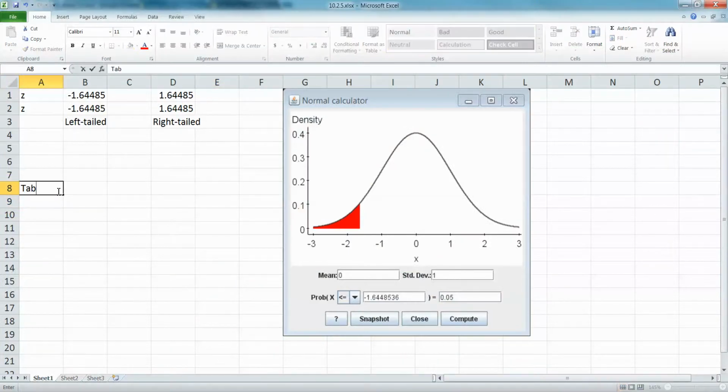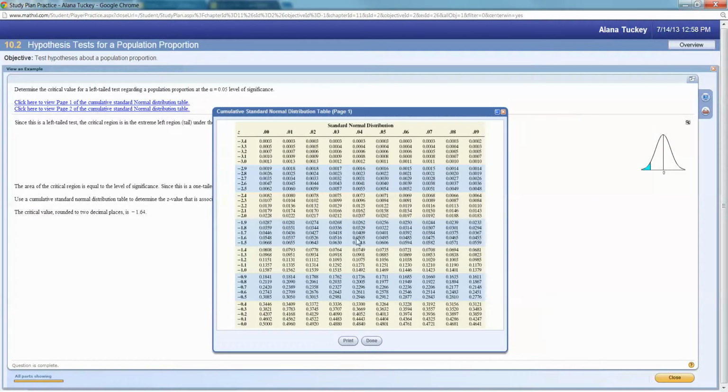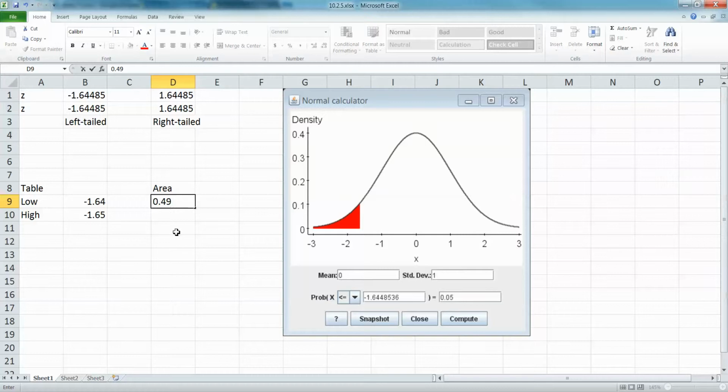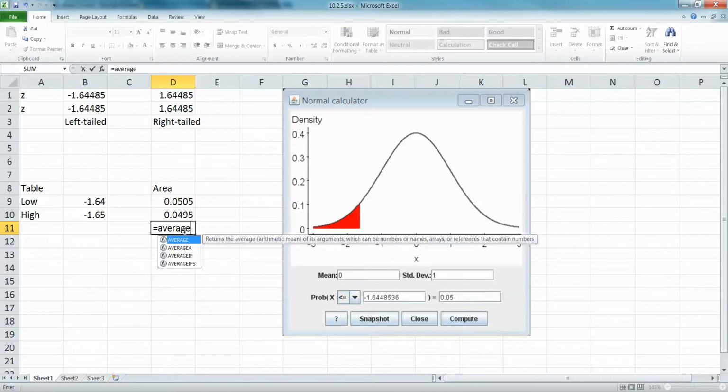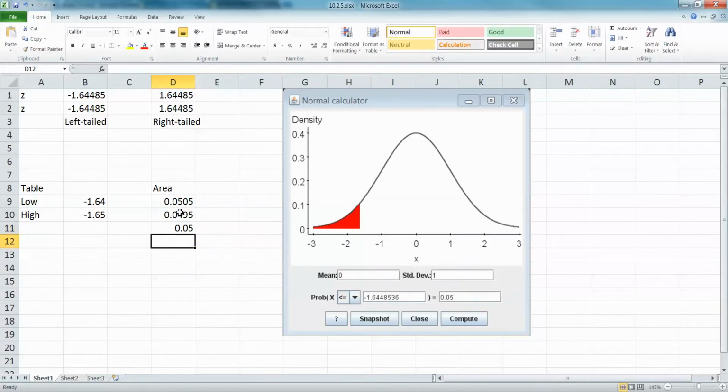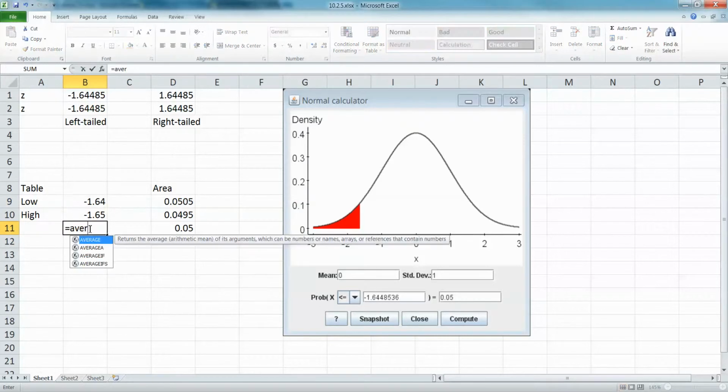So from the table, you get the low end is negative 1.64, and generally you just go with whichever one's closer. But this one is actually smack dab in the middle, because let me write it down. Your area for this one was negative 0.0505, that's that one, and this one was 0.0495. If you add the two of them up and divide by 2, you're going to get what you were actually looking for. So you can take the average of these two.